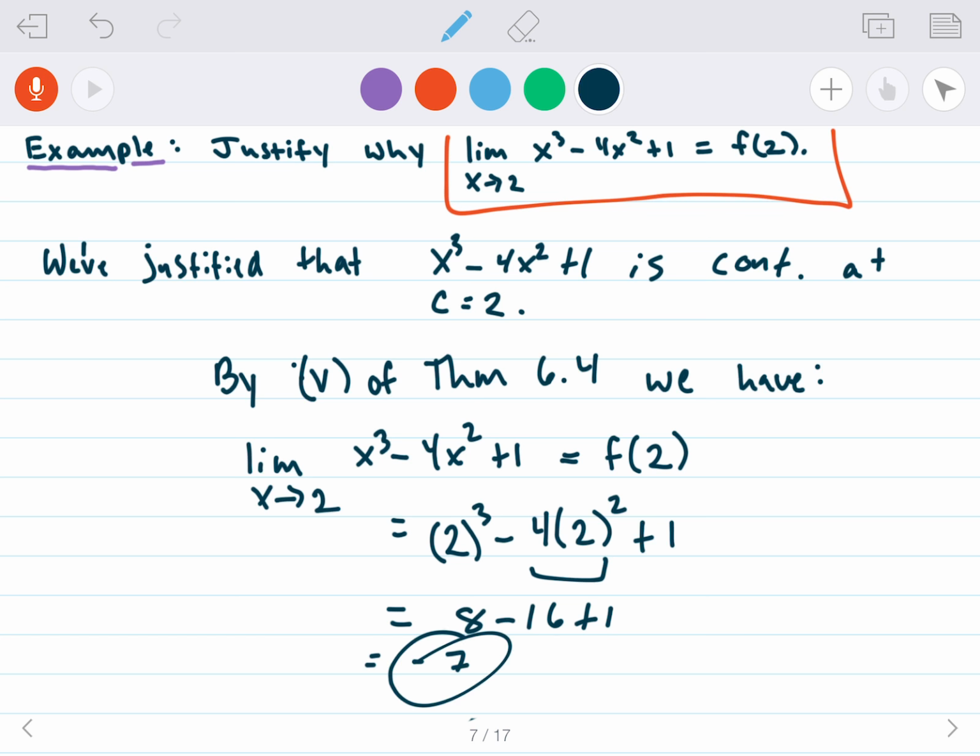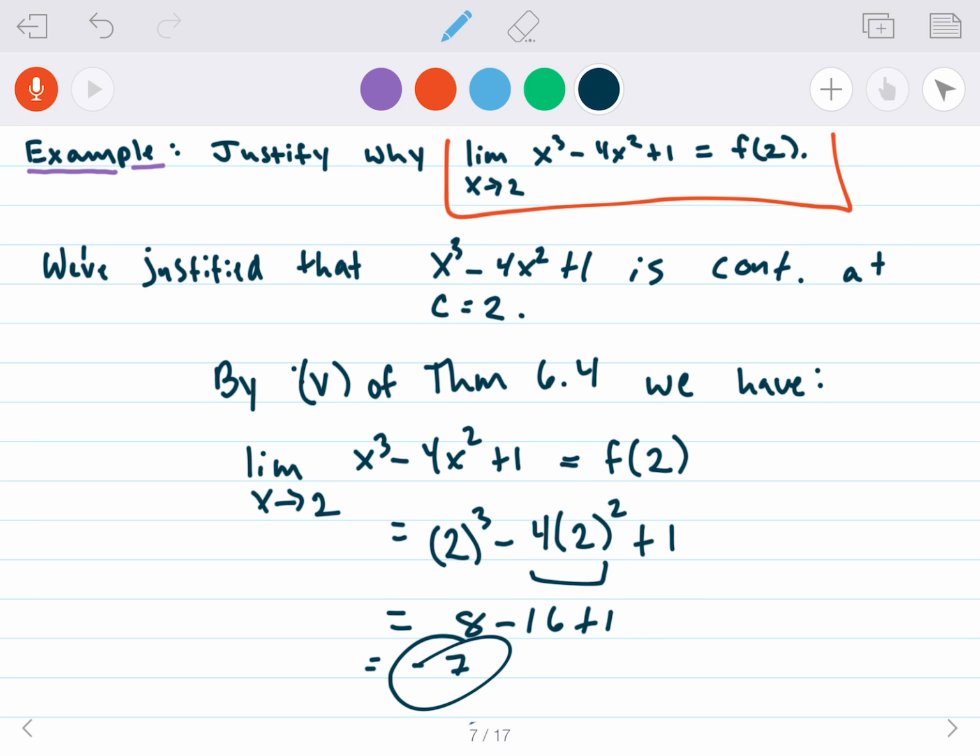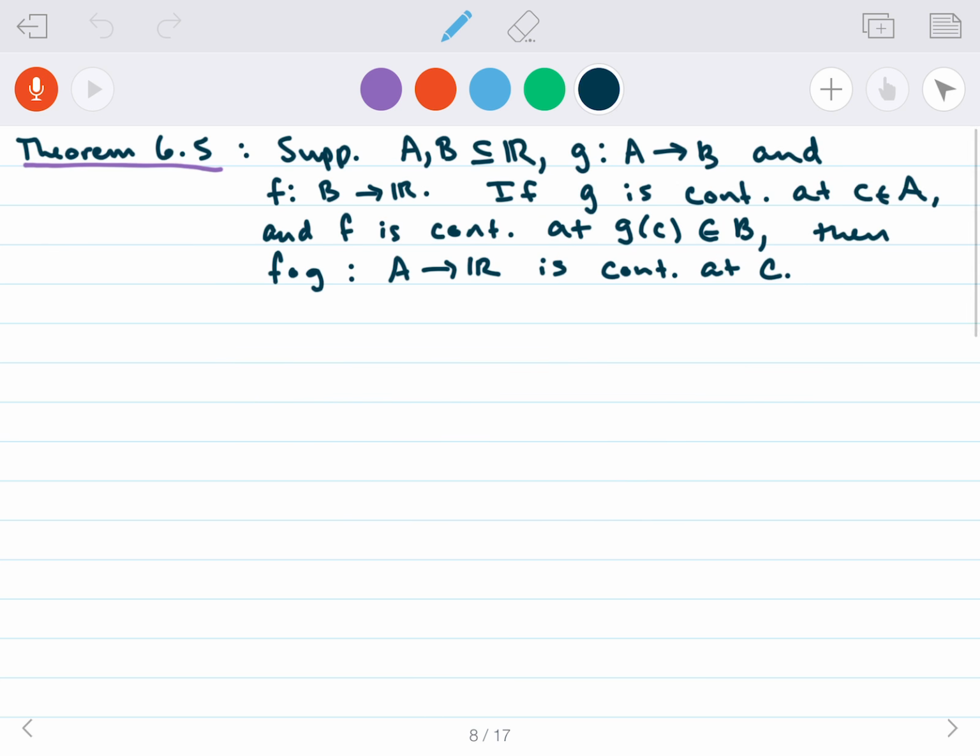There we go. Okay. So now that we talked about that, let's just briefly mention this theorem. I'm not going to prove it. I think that it makes sense. You've probably seen it in calculus. If you have a function from A to B and another function from B to R, when you take the composition, if these functions are continuous, then as long as the composition makes sense, that composition is going to be continuous.